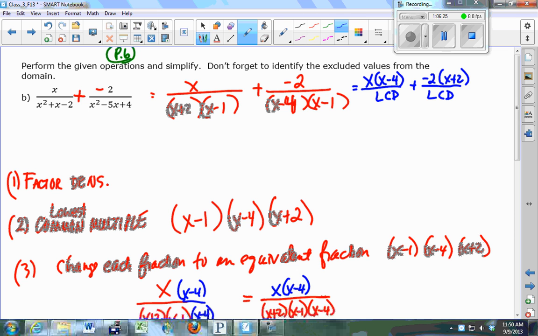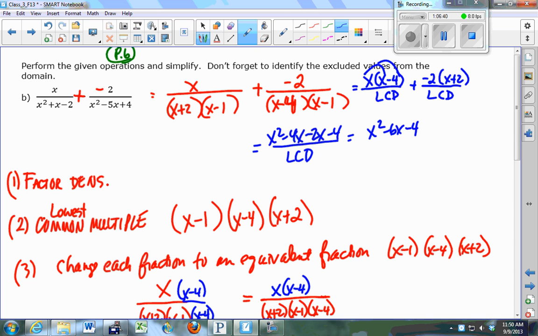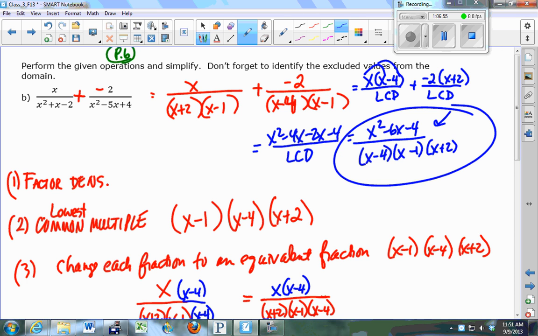So now I say, okay, I've got the same denominator. I put one big long fraction bar like that. And now I go to town. X squared minus 4x minus 2x minus 4 is x squared minus 6x minus 4 all over my LCD. Now I cannot factor this. That can't be factored. So now I just throw in my LCD in factored form. And that's it. I put a big circle around it. Okay? You don't have to multiply this out. I'm not expecting you to multiply that out.